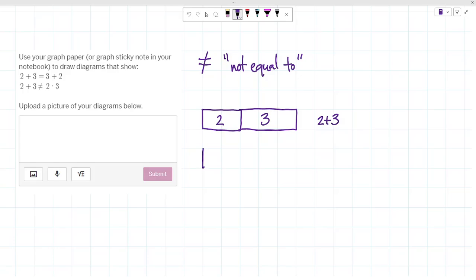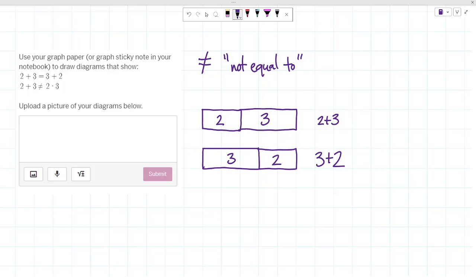Now I'm going to draw 3, so 1, 2, 3 lines on my graph paper. I have 3, and then I have 2. So this is like 3 plus 2. And you see that they're equal because they take up the same amount of space.